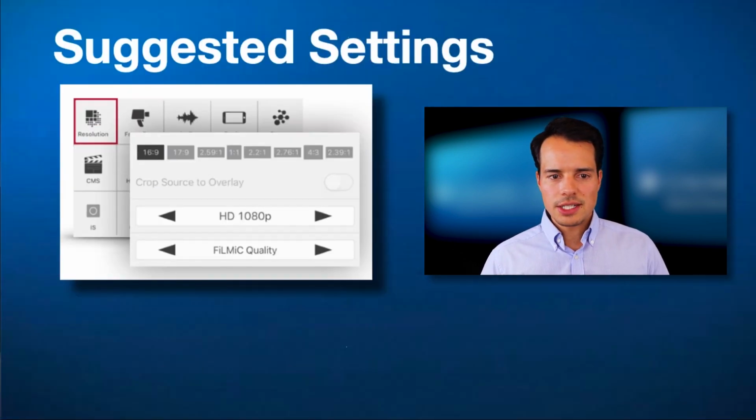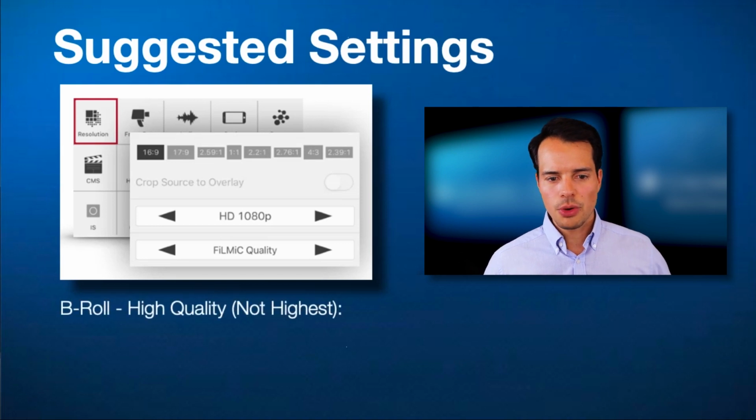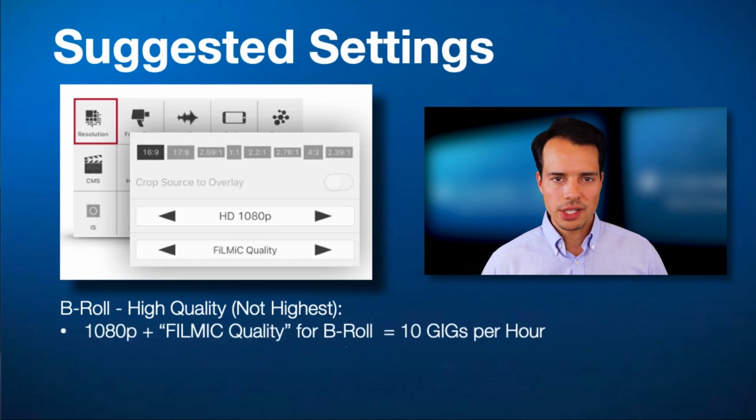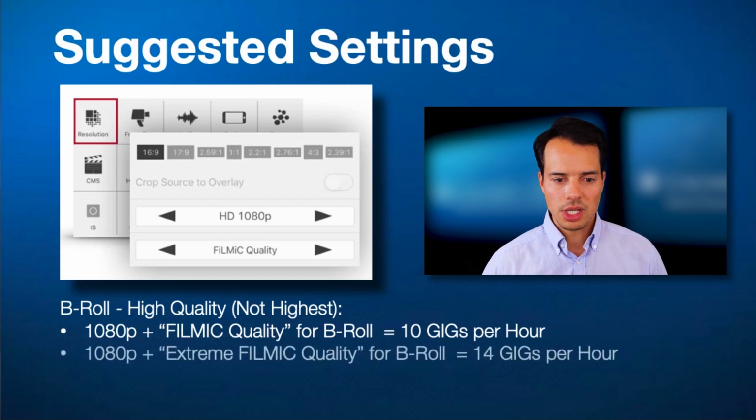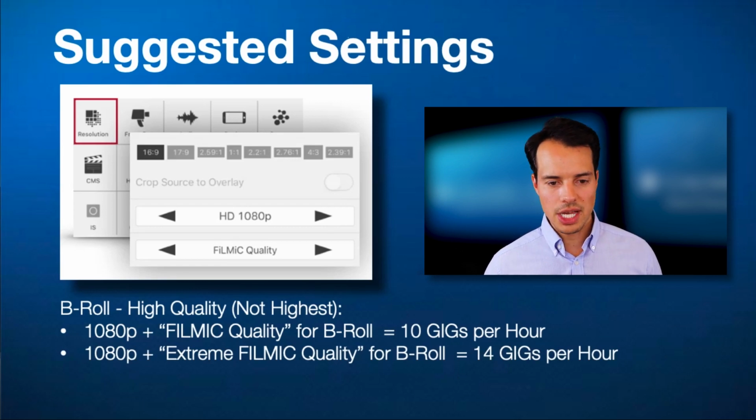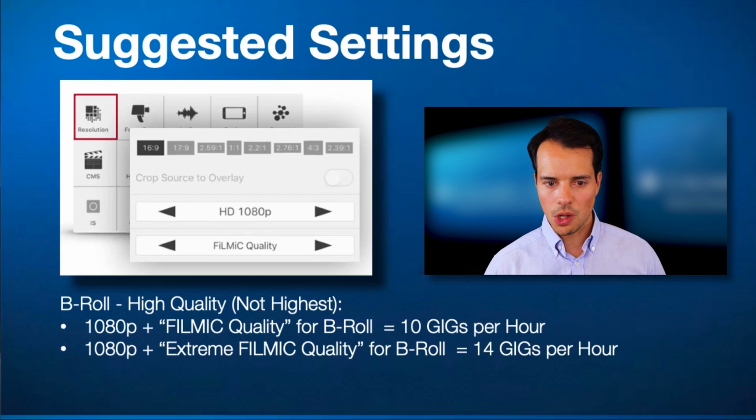Once you have those adjustments set, we're going to look at some of the suggested settings for recording. With B-roll, you don't necessarily have to have the highest quality. You do want to use 1080, which is HD resolution, but the Filmic quality codec would be suitable. If you do have extra space on your phone and you want the quality to be just a little bit better, you can use the extreme Filmic quality.